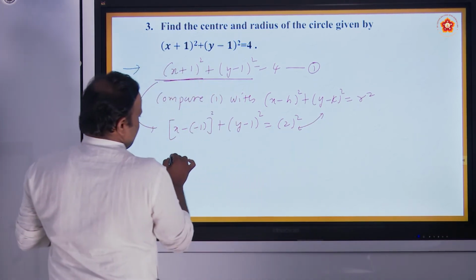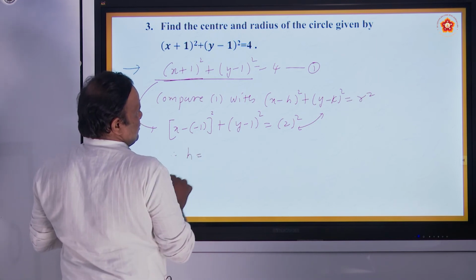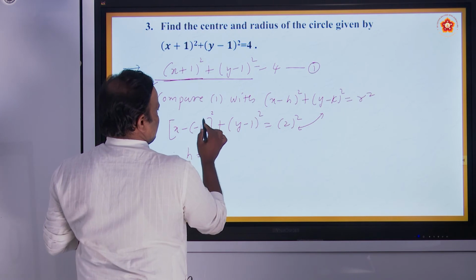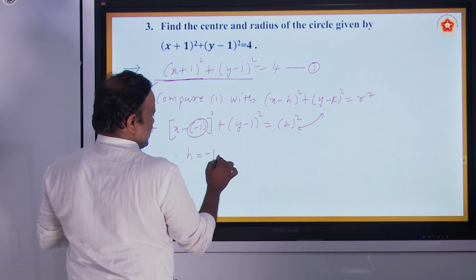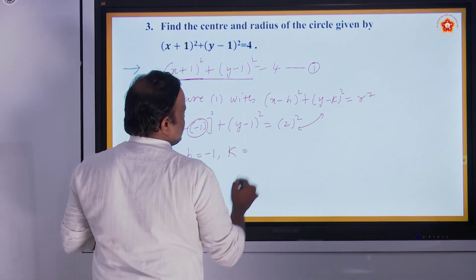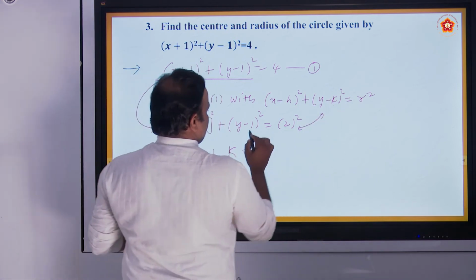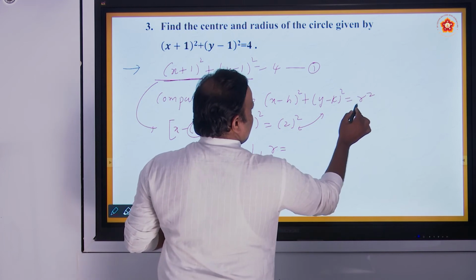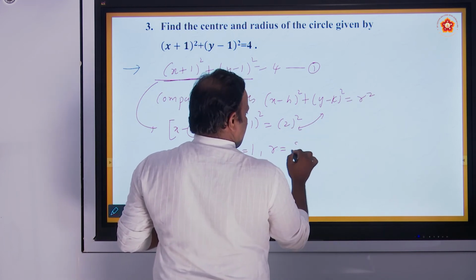Clearly we say that h is nothing but, here x minus h, so h is equal to minus 1. Okay. What about k? k is nothing but here plus 1, so k is equal to 1. What is r? Compare this to r square here. r is nothing but 2.